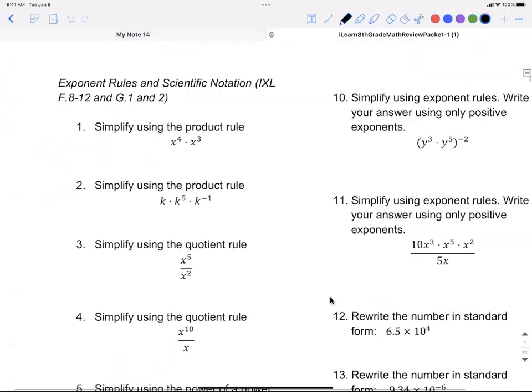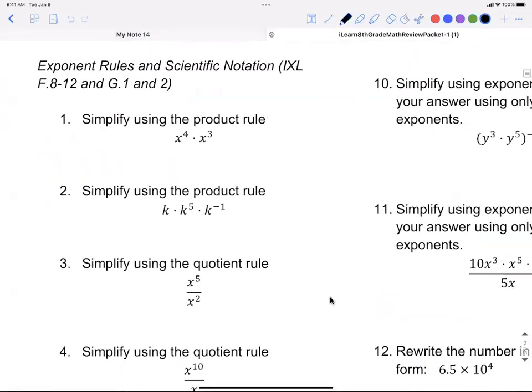Now we're going to start page 2. Page 2 is exponent rules. For exponent rules, you've got to remember base, keep your base. And when you're multiplying, this is really like saying 4 x's times 3 x's. Well, how many x's do you have? 1, 2, 3, 4, 5, 6, 7. So that equals x to the 7th.